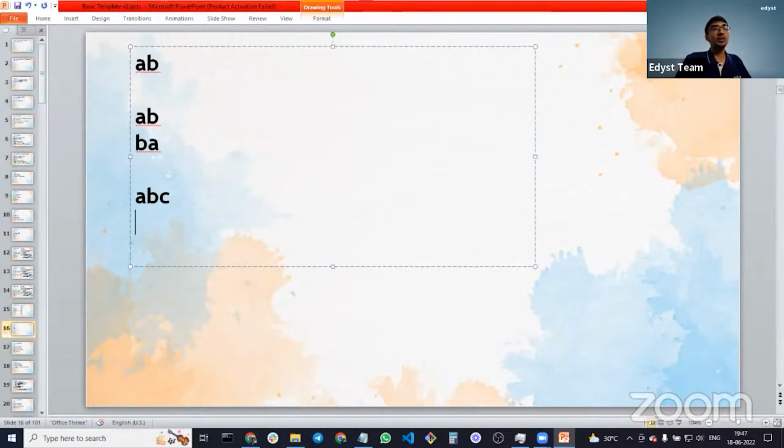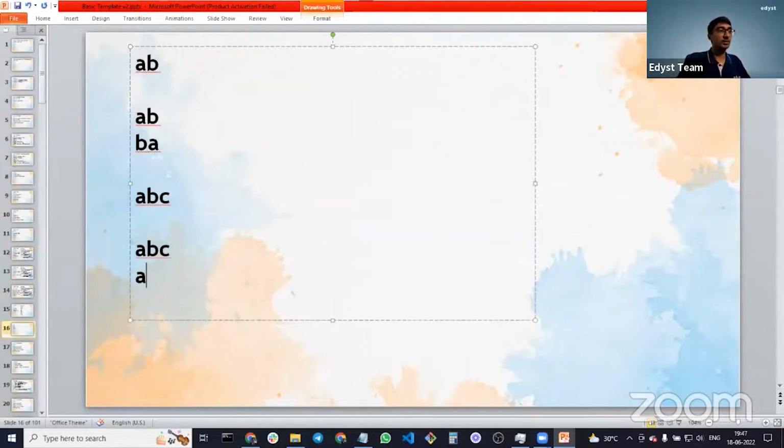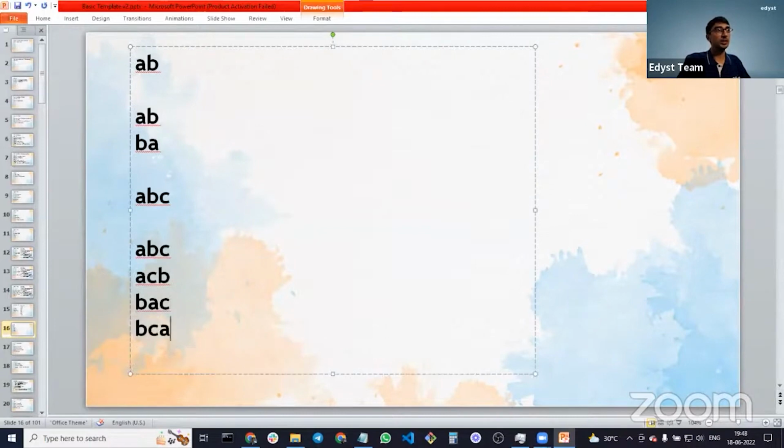Very good. 3 factorial is what you can have, right? N factorial, 3 factorial. So you'll have 6 over here. Starting with A, you'll have ABC and ACB. Starting with B, you're going to have BAC and BCA. And starting with C, you're going to have CAB and CBA. Okay, everyone?